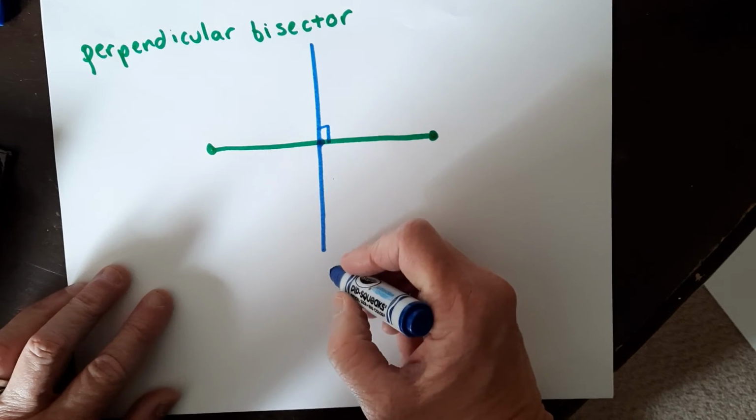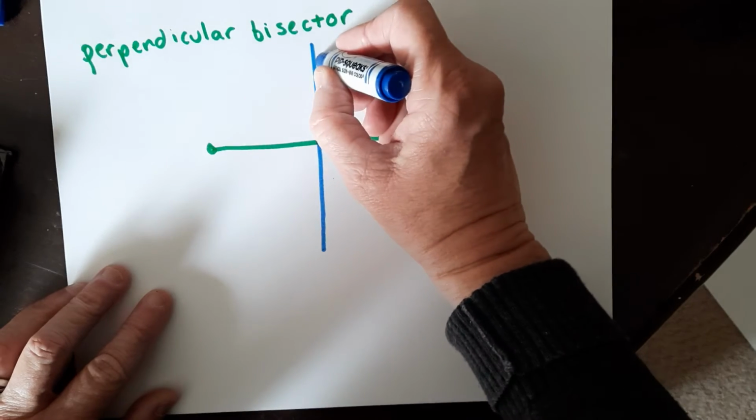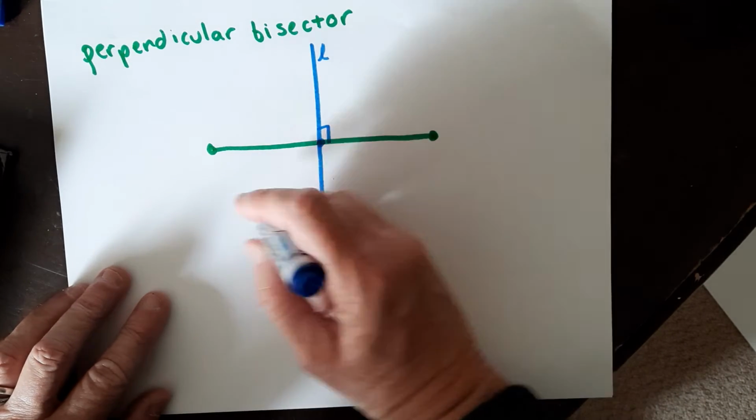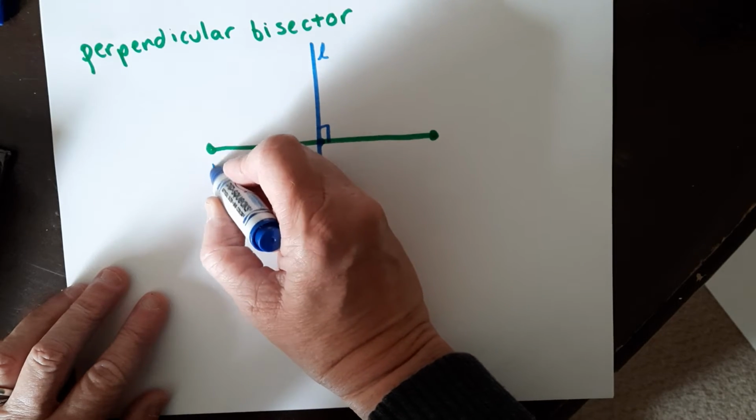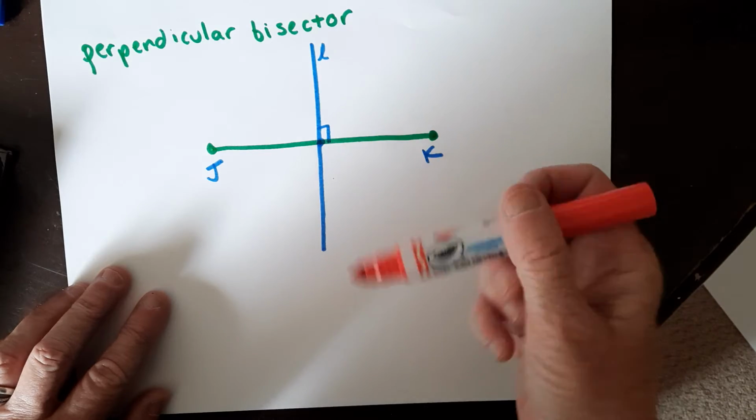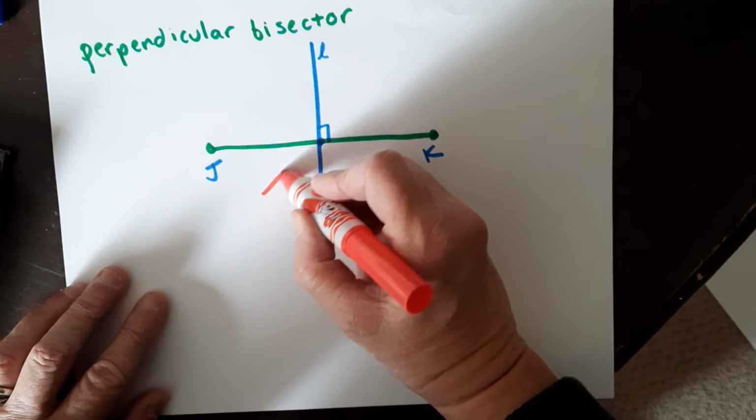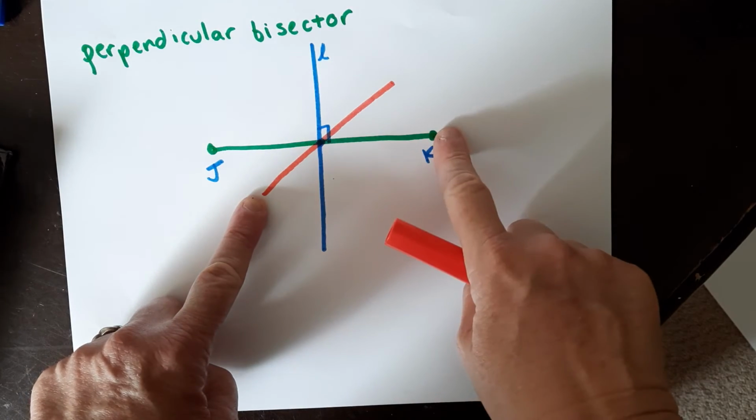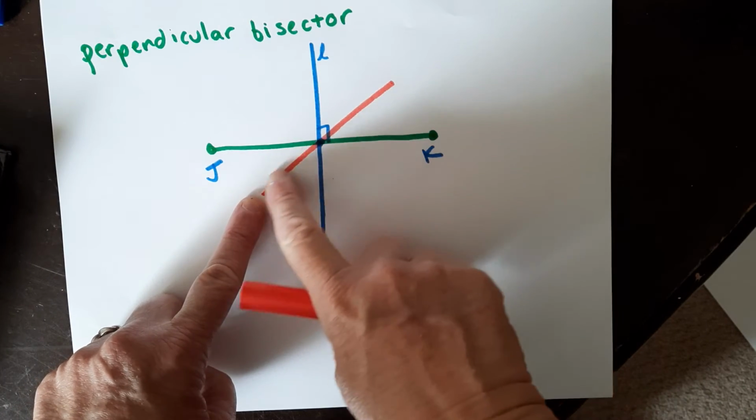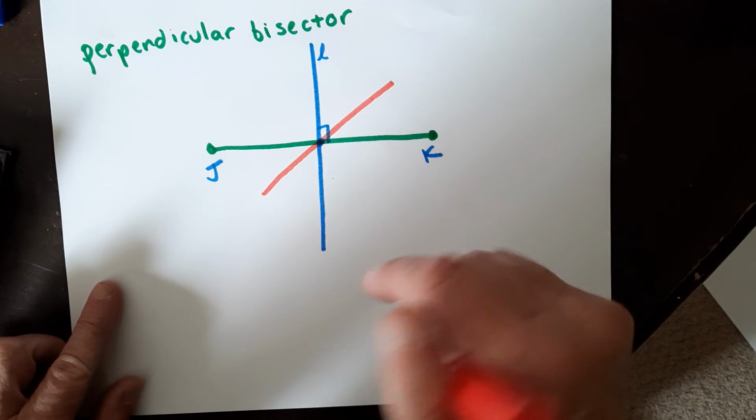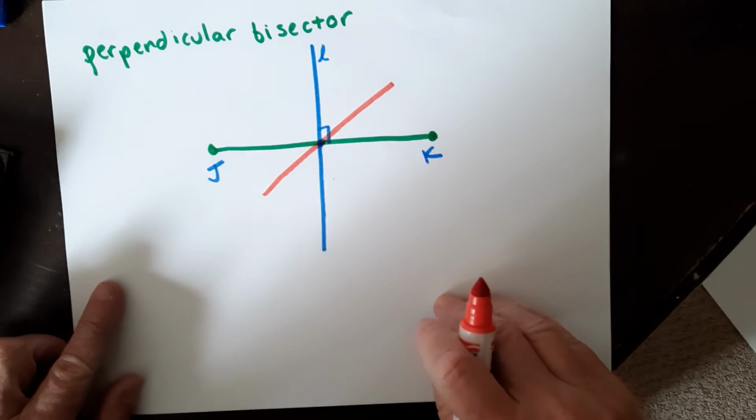So we can say that this is line L. Line L is a perpendicular bisector to segment JK. Now, if I had drawn through the midpoint this line, that line is a bisector of JK because it does cross at its midpoint, but it is not a perpendicular bisector because it doesn't hit it at a right angle.